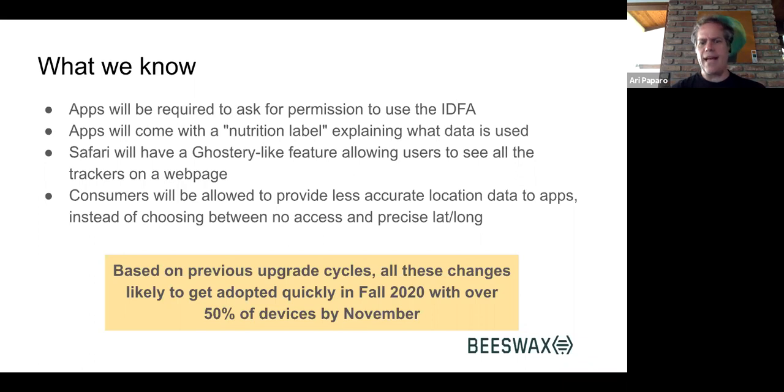I looked up the stats, and the last 2 releases both achieved over 50% penetration by November of the same year. Apple devices tend to auto-update, unlike Android. So I think we should expect something similar, where this is very widespread by November of this year, probably up to 80-90% by the beginning of 2021. So that gives you a sense. This is the new normal starting in the second half of this year.